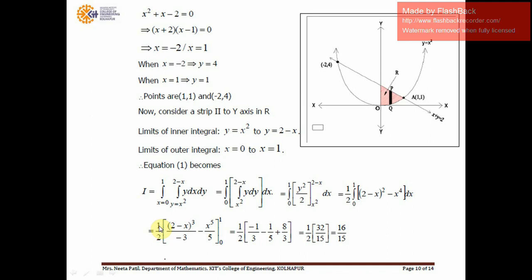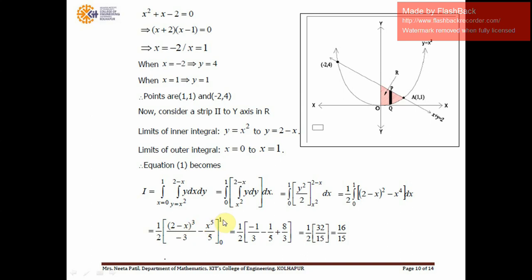So it is equal to 1 upon 2, integrate this function with respect to x. The integration of the first term (2 minus x) square is (2 minus x) cube upon minus 3. Here we are using the formula of x to the power n, as we know that the integration of x to the power n is x to the power n plus 1 upon n plus 1.